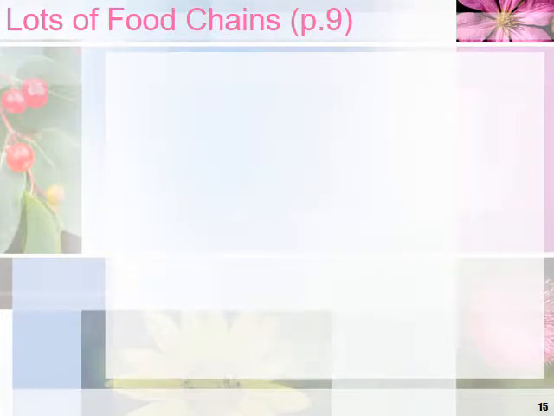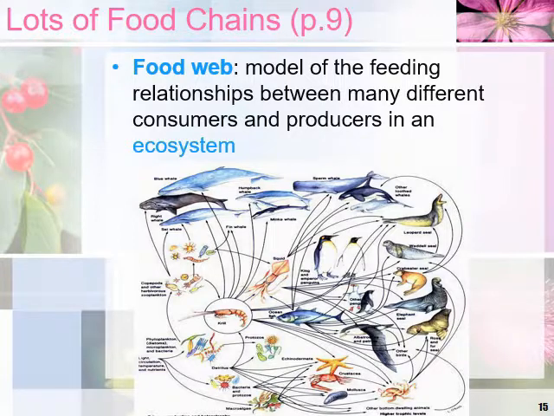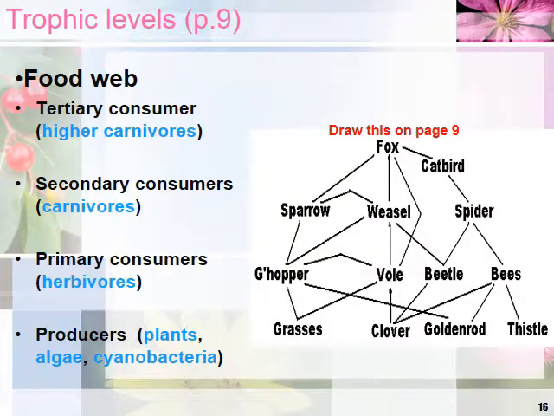Okay, so if we take lots of food chains and we put them all together in one large system, then we wouldn't be looking at all these different food chains. We would then be looking at a food web. And so the food web looks at the feeding relationship between many, many different consumers and producers in an entire ecosystem. And as you can see from this image below, food webs are quite complex compared to a food chain. Again, because we're looking at all possible ways that nutrition and energy can be moving through this ecosystem.